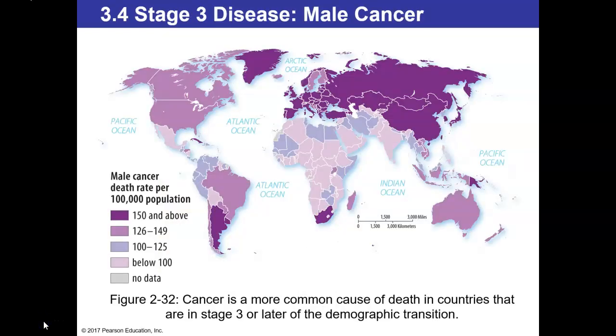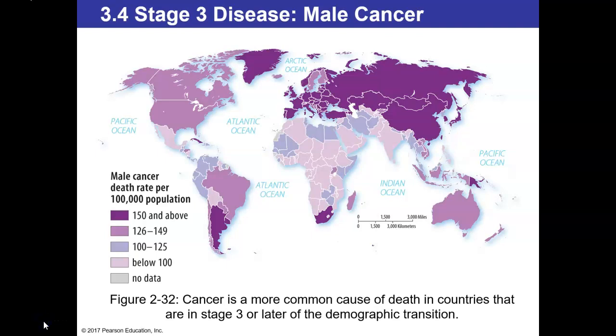This map, figure 2-32, located on page 65 of your textbook, is going to show stage 3 disease, specifically male cancer. We can actually see here that cancer is an example of a cause of death for men that is higher in developed countries than it is in developing ones. But it is important to note that stage 2 countries have lower incidences of cancer, primarily because they have a relatively low life expectancy in those regions, so people don't get to the ages where they're more inclined to experience those cancers.